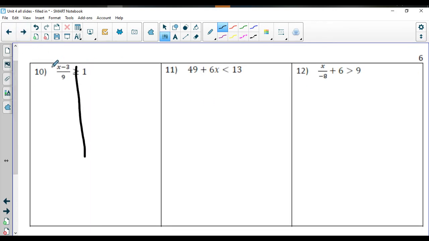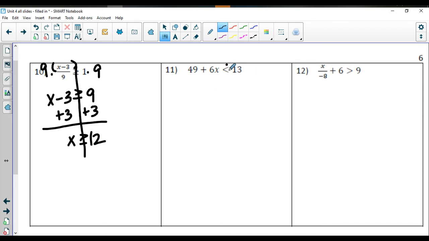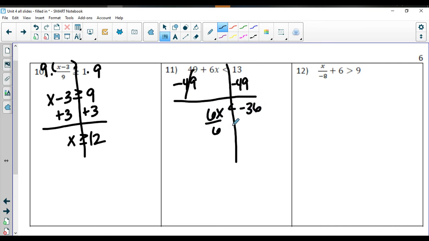In number 10, put the stuff on the top in parentheses. I'm going to multiply by 9 on both sides, so I get x minus 3 is greater than or equal to 9. Add 3 to both sides, x is greater than or equal to 12. The next example, subtract away the 49. So I'm going to get 6x is less than negative 36. Dividing through by 6, x is less than negative 6.